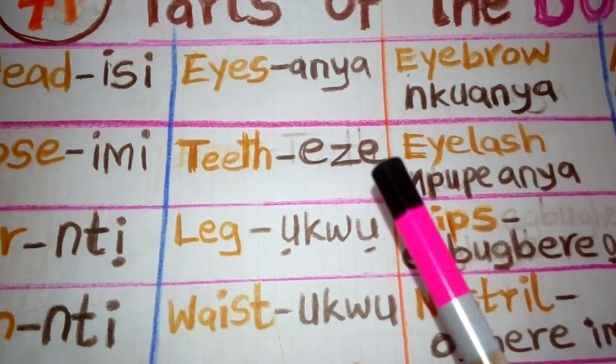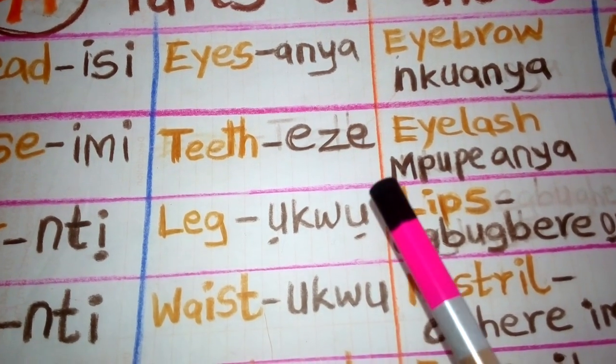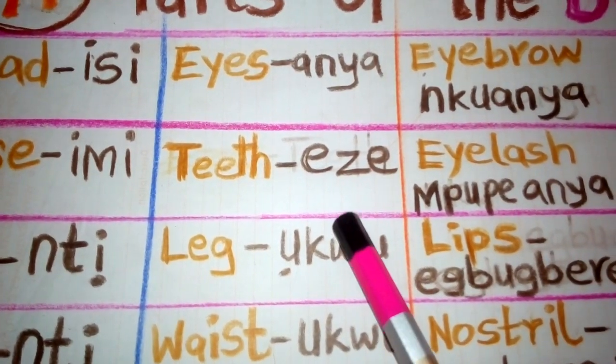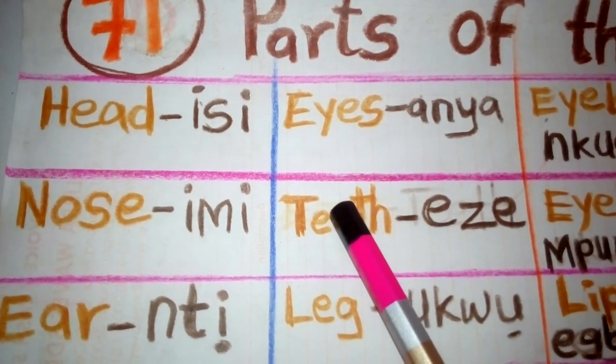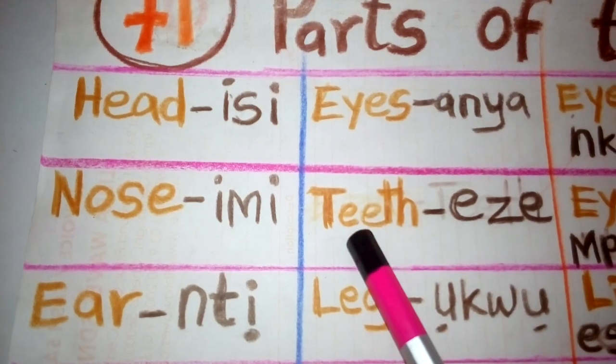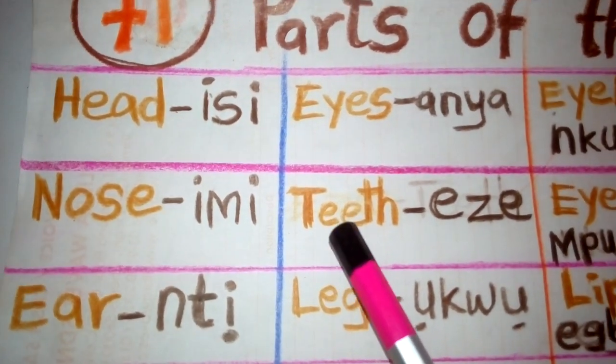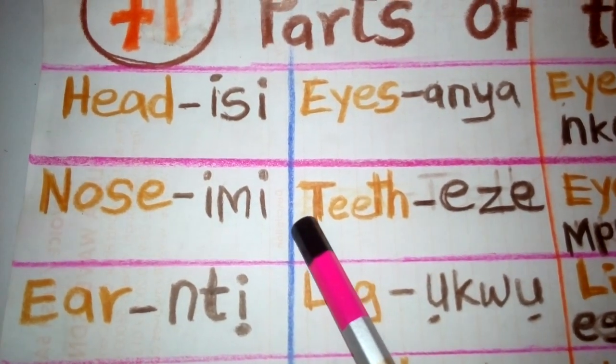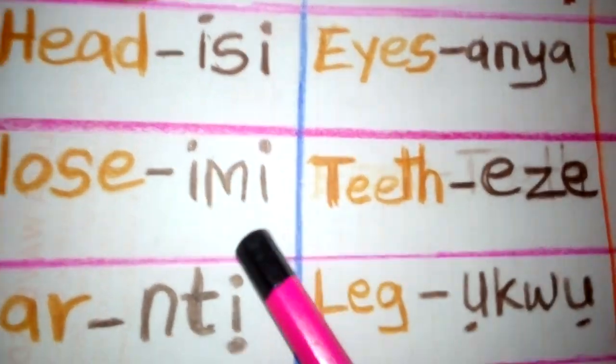So in this video I have in my list about 71 names of human body parts in English and in Igbo language. So let's start.